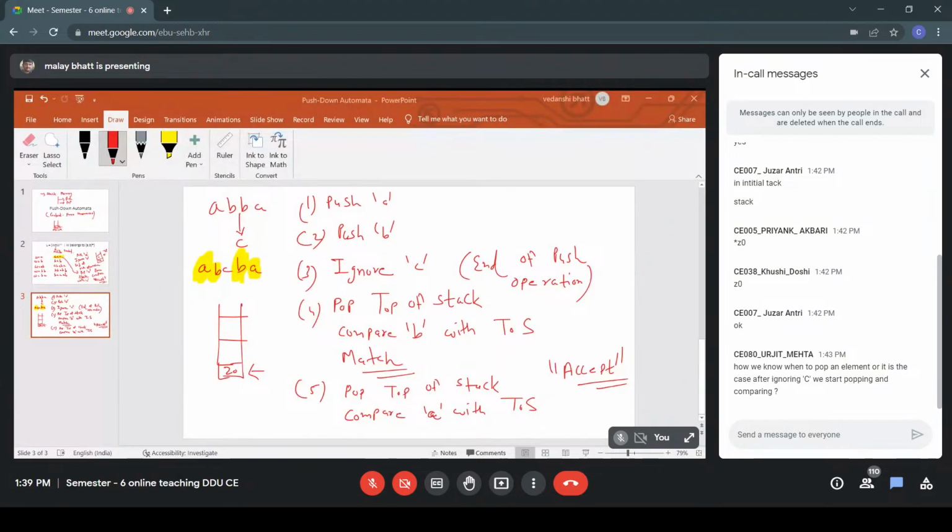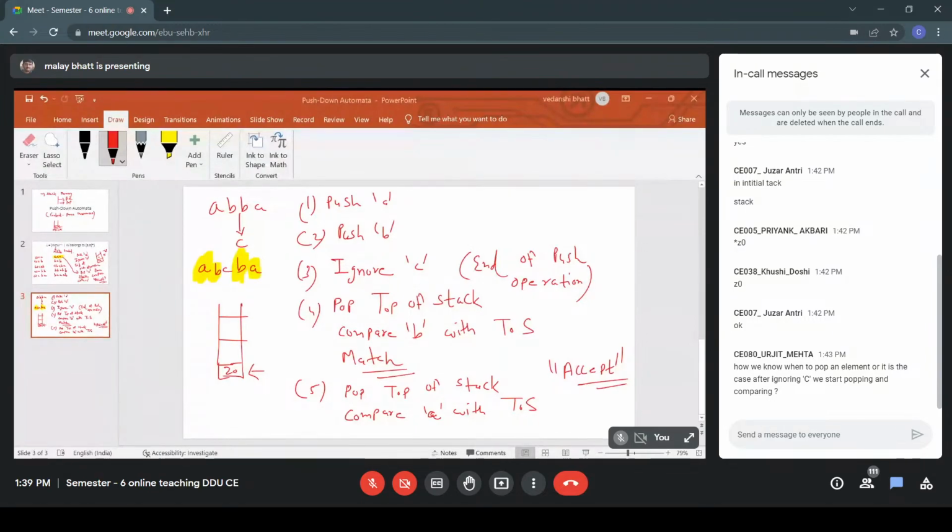Okay, there is one query. Urjit has asked: how do we know when to pop an element, or is it the case after ignoring C? It is the main thing. That depends from one example to another example, and this logic we have to develop from one example to another example.